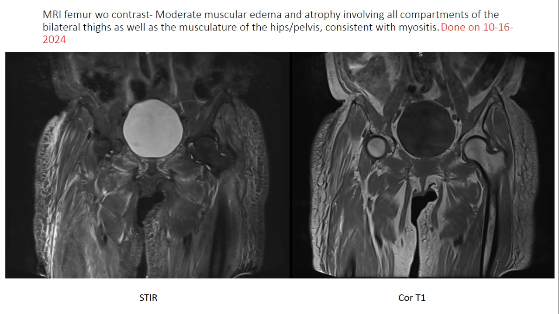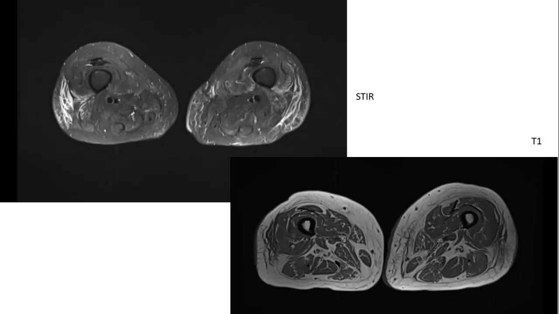Same. Those were the coronal cuts. These are the axial cuts. So looking at this, these are your vastus lateralis, vastus medialis, and then adductor muscles here on the inner side. These are your vasculature, femoral artery, vein, and your femur.